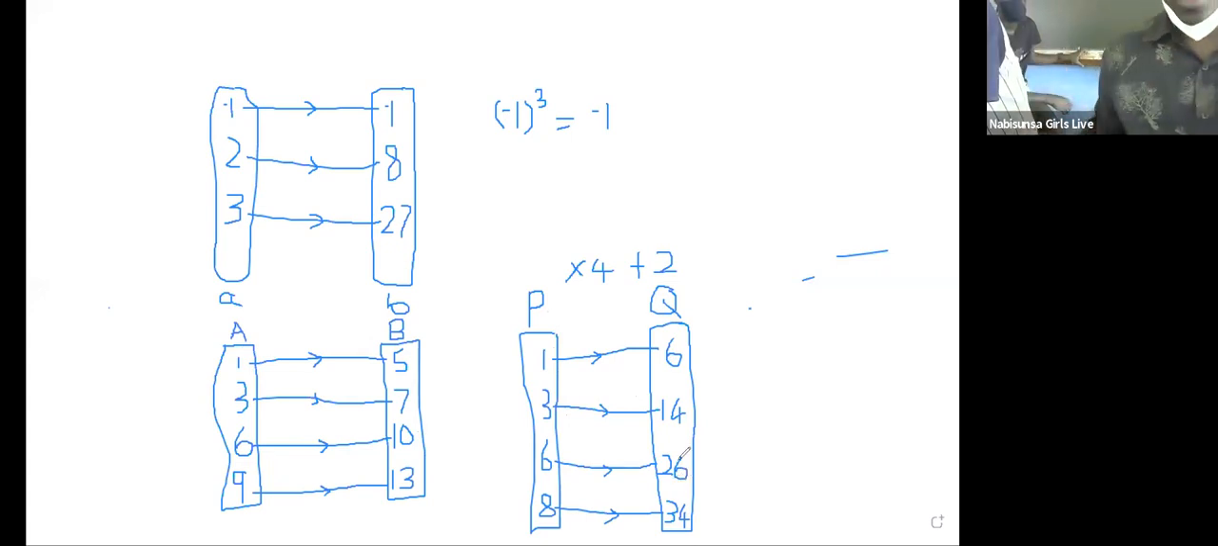But we can change these relationships if we want. The moment you change the relationship, then the domain and the range will also change. For such an arrow diagram, we are saying P is domain and the Q is what? Is range. But what if I changed my relationship?